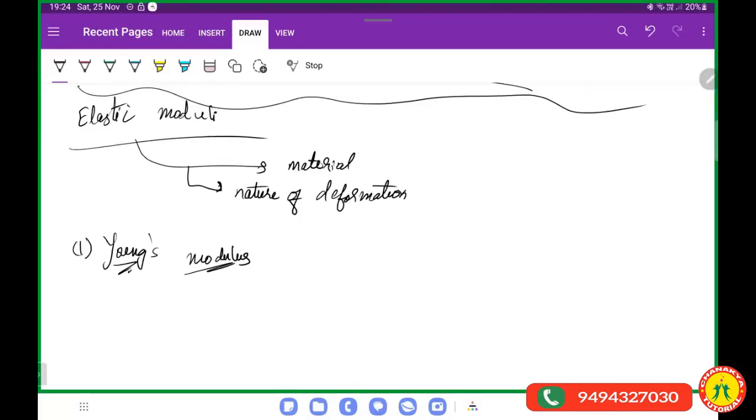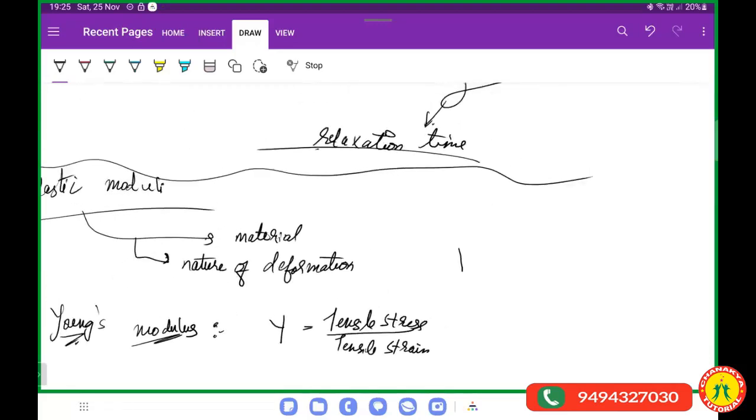Now, a simple way to understand this one again: constant tensile stress by strain. Now, tensile means lengthwise. Let me draw it here.